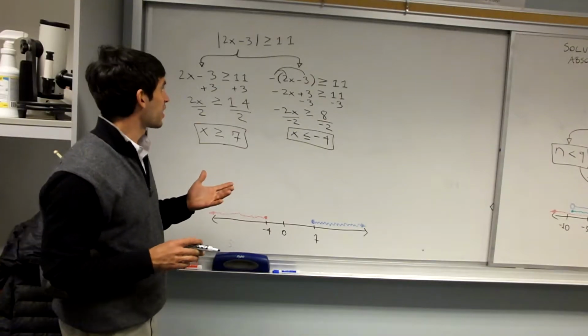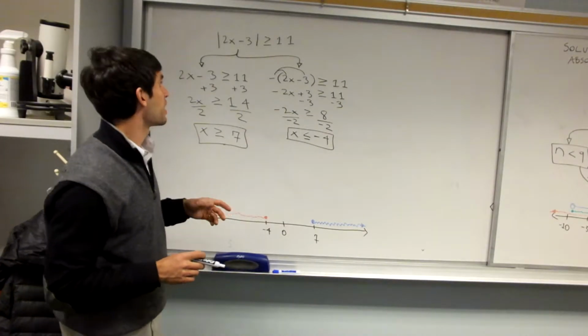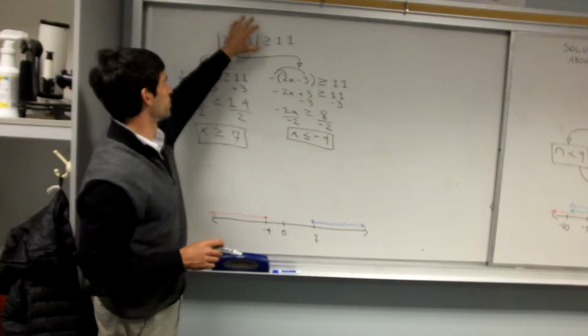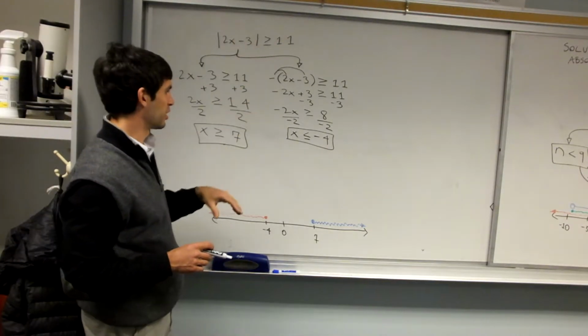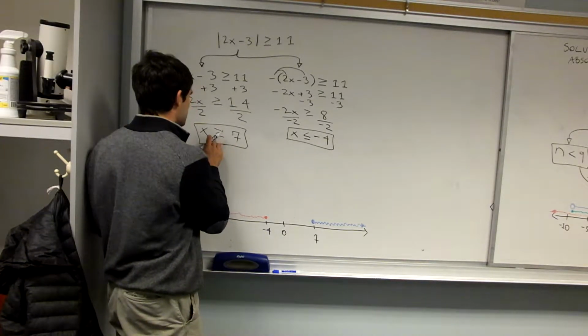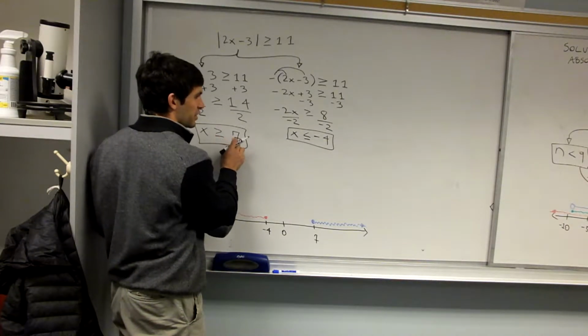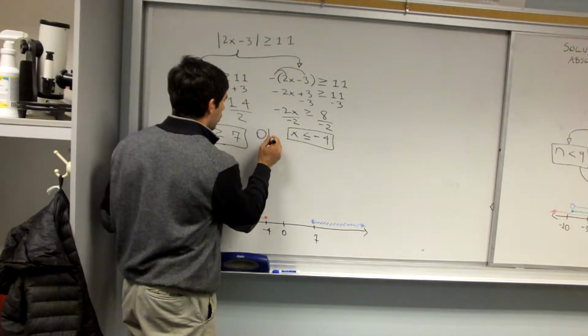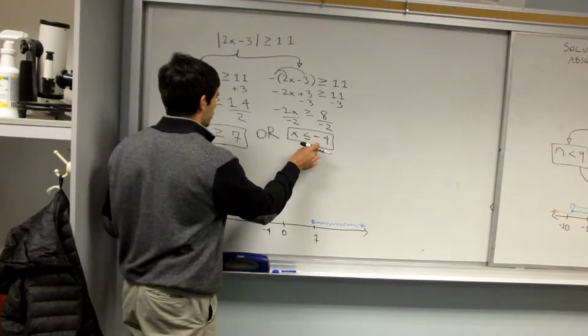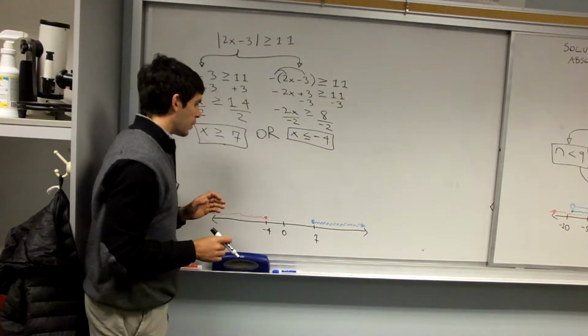So what does this tell us? What this tells us is that when we start out with the absolute value term is greater than something, we have a different case. And in that case, we would have x is greater than or equal to 7 or x is less than or equal to -4.